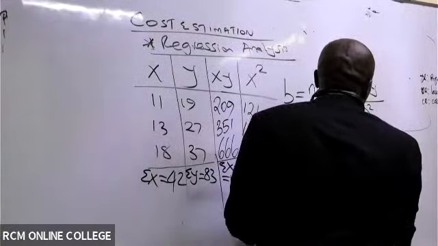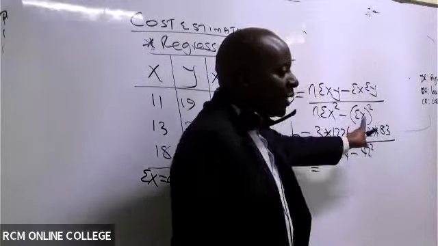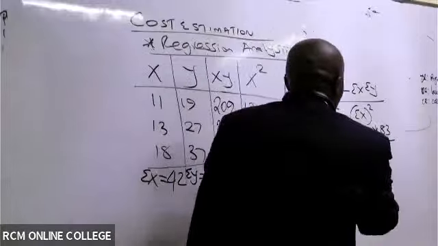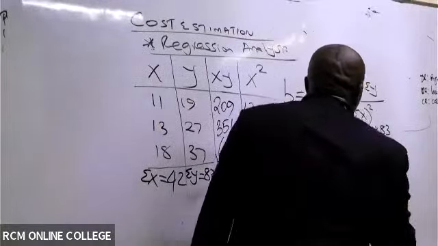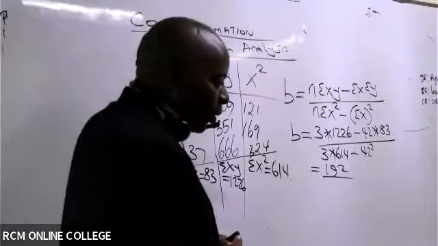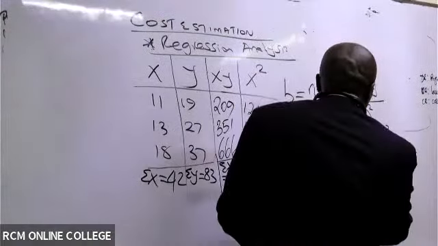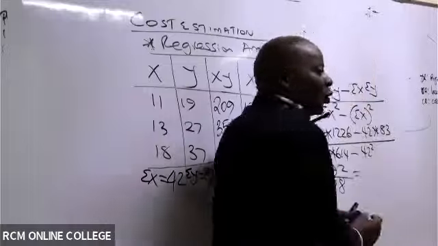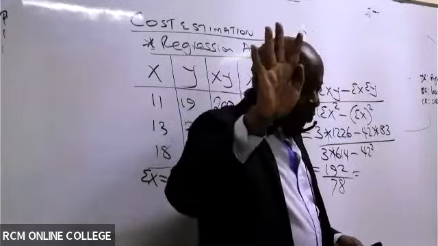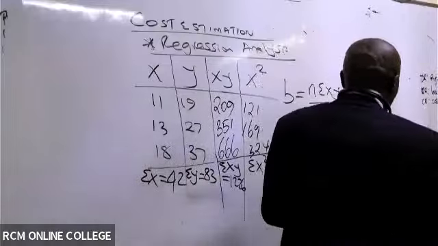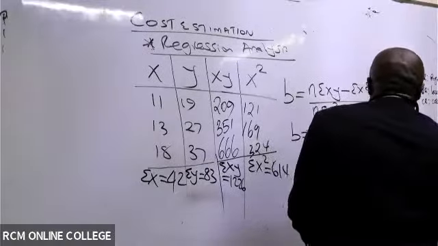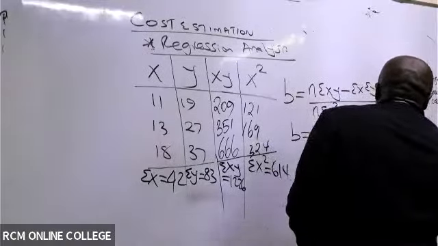Could you kindly give me the numerator answer alone? 192, all over the denominator, 3 times 614 minus 42 squared, 78. And then you can easily give me the quotient to how many decimal places? Always 4. 2.4615. Thank you very much.